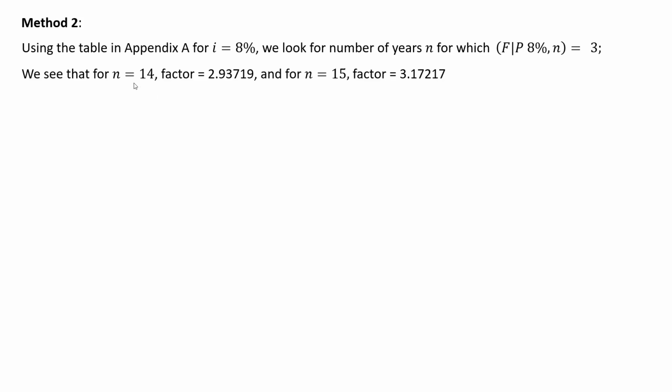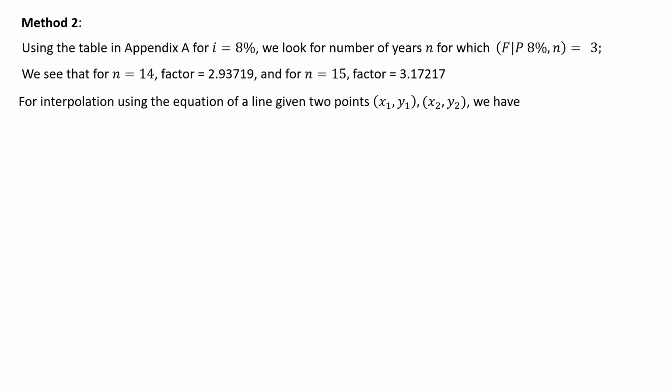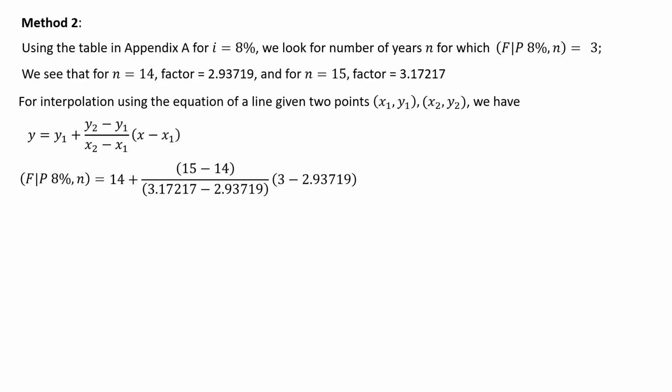Does that make sense? At n equals 14, that factor is 2.93. At n equals 15, it jumps to 3.17. So somewhere in between, the factor must be 3. What is that in-between n? That's what we are trying to figure out. Again, we'll do that interpolation thing. And if you do this, you get 14.27 years. I think the other way we got 14.26, if I'm not mistaken. This way you get 14.27.